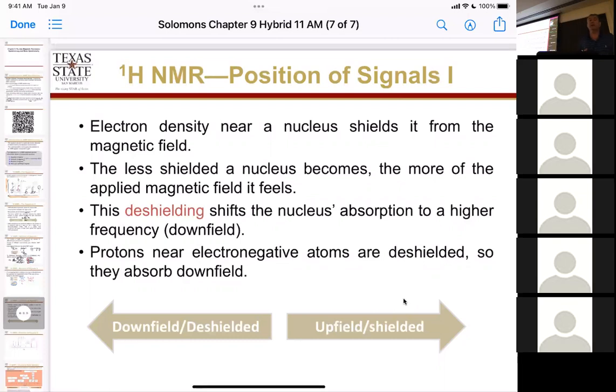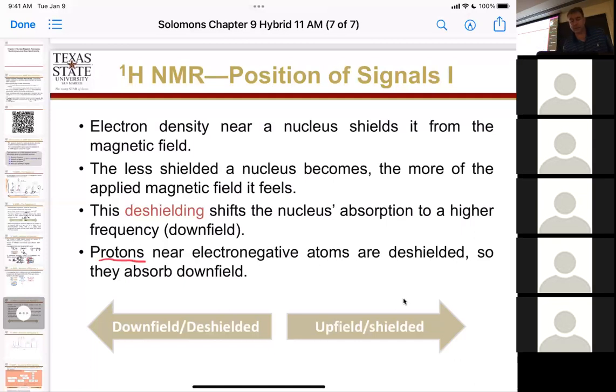The next thing we have to worry about is position. Position is where it shows up on the map. So if it's upfield, it's shielded. It's got electrons protecting it from the spinning or changing that spin. And if it's downfield, it's de-shielded, and that means that it's going to be a higher number, okay? So lower number, it's more like it has silicon there, which is shielding the system. Higher number, it's more like there's electron-withdrawing materials that are de-shielding the system.